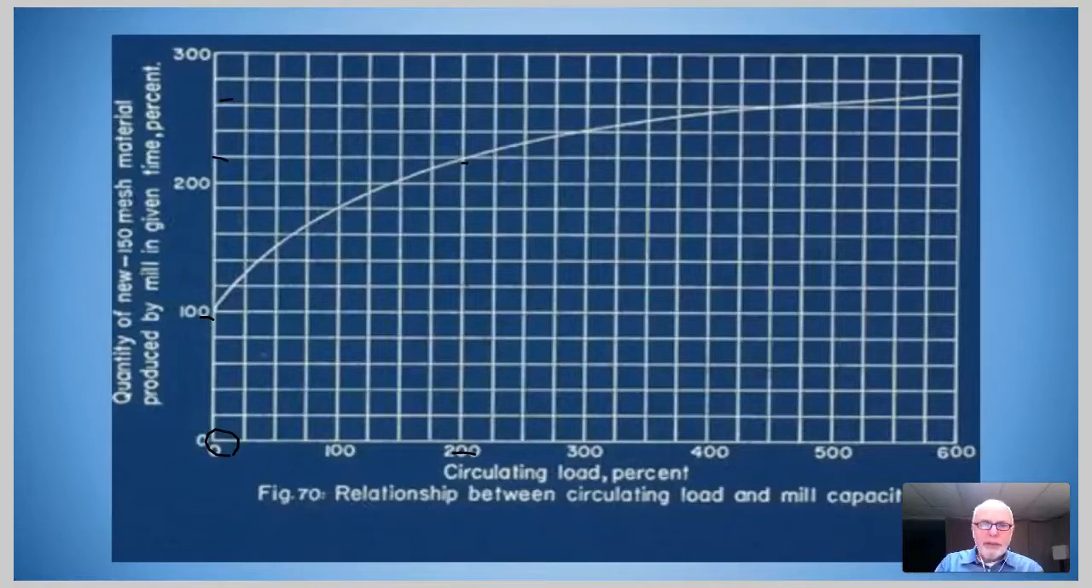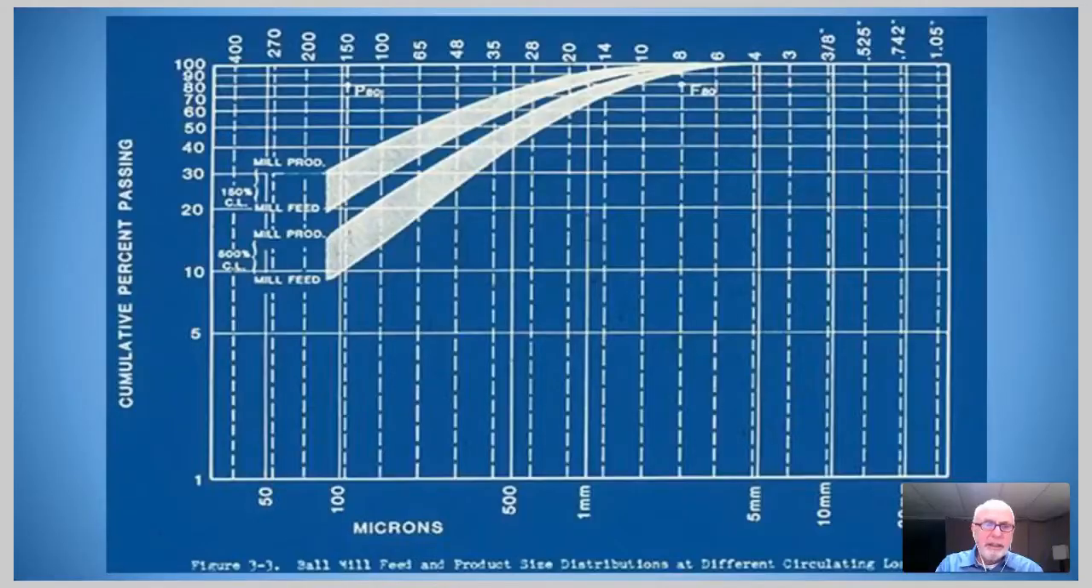So what is actually happening then as we go from low circulating loads to high circulating loads? We can see that in the next slide. This slide shows 2 circuits, both with the same feed size and product sizing, again a P80 of near 106 microns.